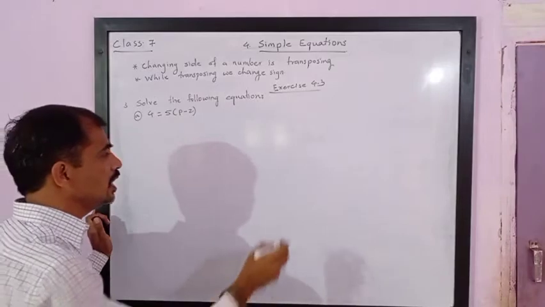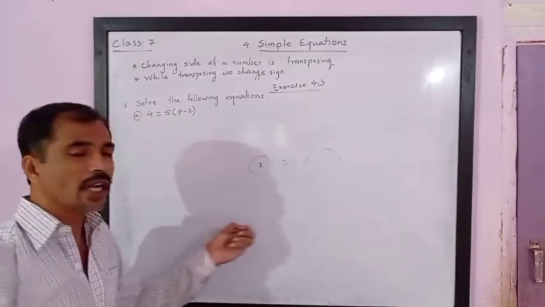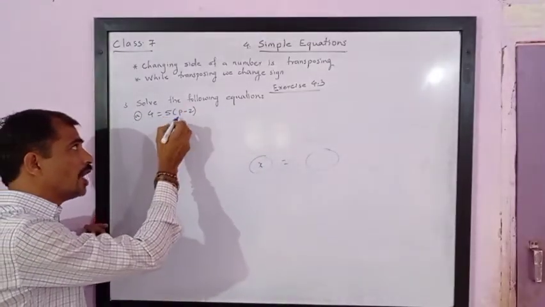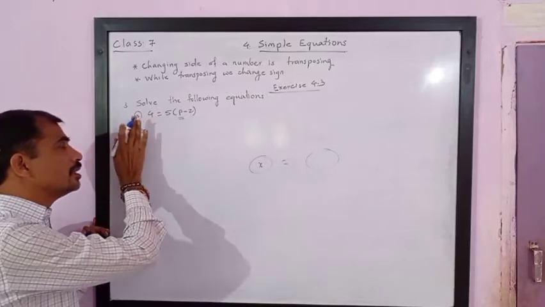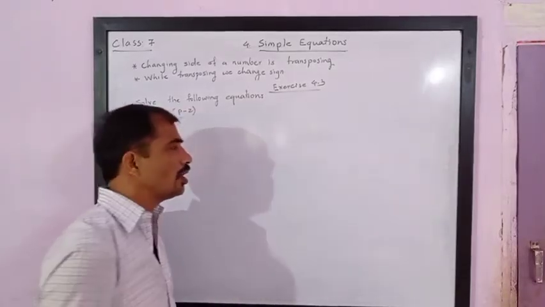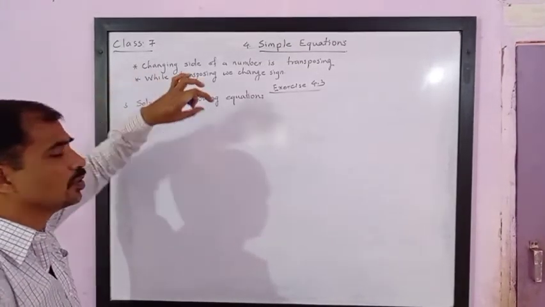In earlier questions, if you see, variables were given on the left hand side and constants were given on the right hand side. So here, it is the opposite case. We are given the variable on the right hand side and the constant on the left hand side. So you can solve it as it is, or you can take this left hand side to the right hand side and right hand side to the left hand side.